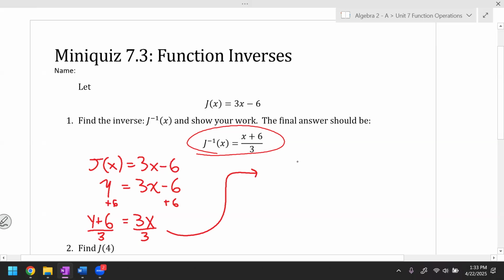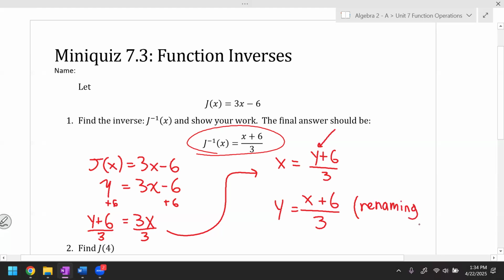I get x equals y plus 6 over 3. And now I've found my input as a function of my output. Okay, so now the input and output have switched. The only thing I have left to do is just rename them y and x. Okay, this is just my renaming step to show that this thing is now my input. So my output is now my input in the inverse. There we go. So j inverse of x, that's this thing here, is just x plus 6 all over 3.